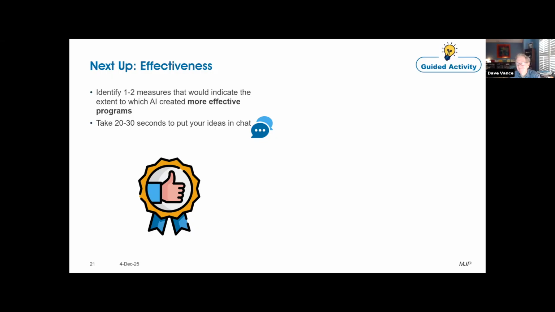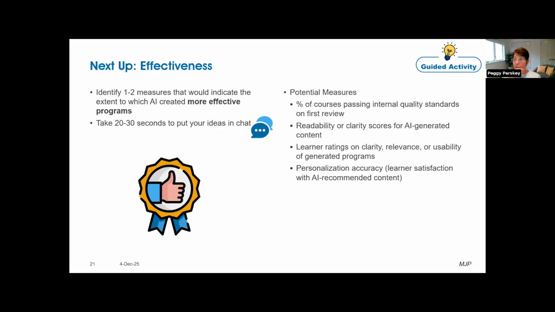These are great. So here's what we came up with. If you have a process about looking at quality and quality standards, you could look at how many pass on first review. And if you don't have one, it's probably not a bad idea to have something like that. Readability or clarity scores for AI-generated content. Learner ratings on clarity, relevance, or usability. Many of you made reference to something like that. Personalization accuracy. So if we're doing personalization by role, how well did it do that? Did it direct me to the right resources? But I love all the ones that you had here, skills targeted versus skills learned. We're going to talk about that in a moment.